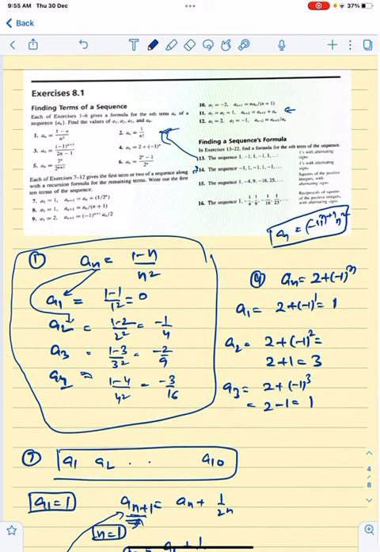Because all these terms are the squares of integers, right? So 1 square, then 2 square, then 3 square, then 4 square, then 5 square. So the nth term will be n square, right? So this is what I have written. And for alternation, I have just multiplied this by the factor that I told you earlier, minus 1 raised to power n plus 1, right? So similarly you can do it for the 16th, right? So this is how you will handle these questions.